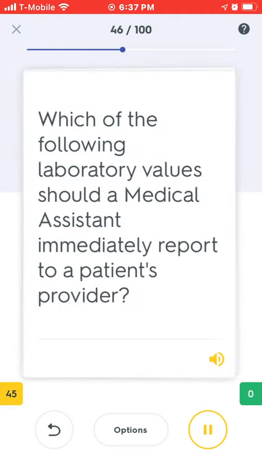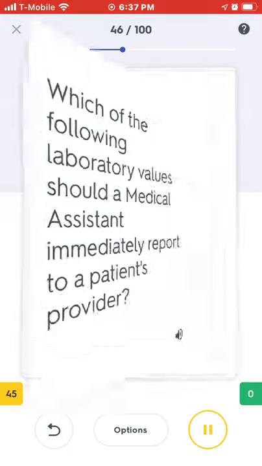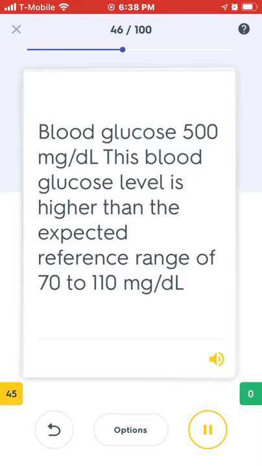Which of the following laboratory values should a medical assistant immediately report to a patient's provider? Blood glucose 500 mg per deciliter. This blood glucose level is higher than the expected reference range of 70 to 110 mg per deciliter.